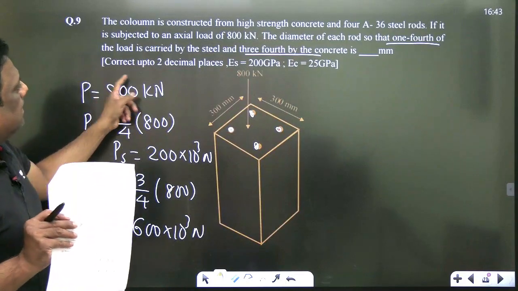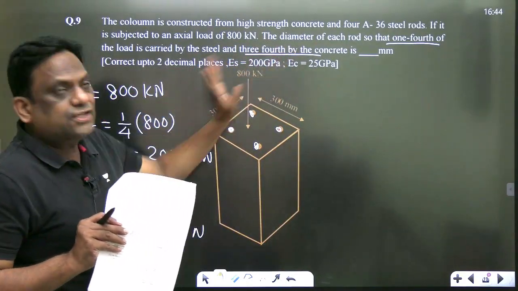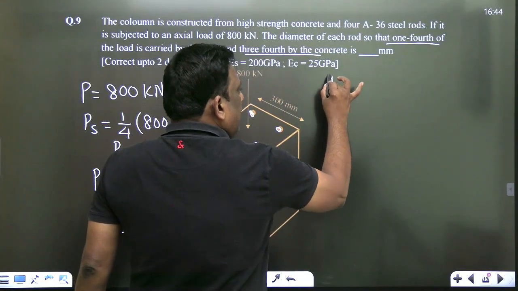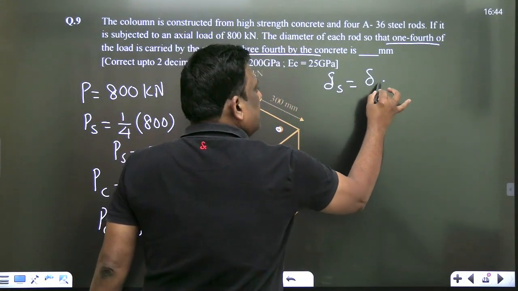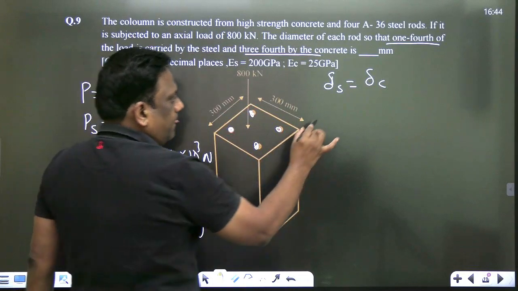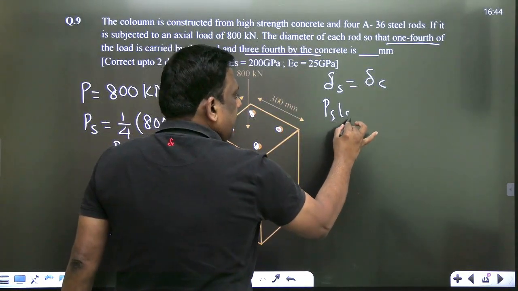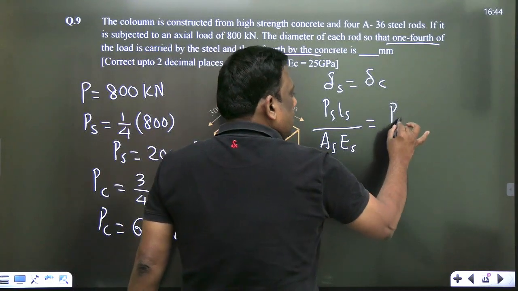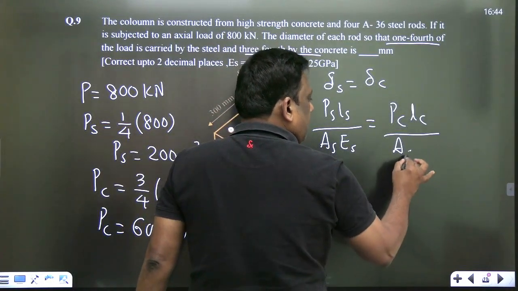Same question. What is he asking? The diameter of each rod. Look very carefully. The deformation in steel is equal to the deformation in concrete because it is a composite section. So PS LS by AS ES is equal to P concrete, L concrete by A concrete, E concrete.